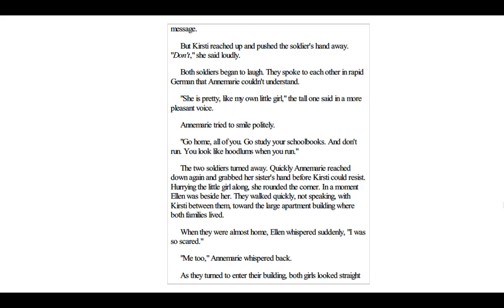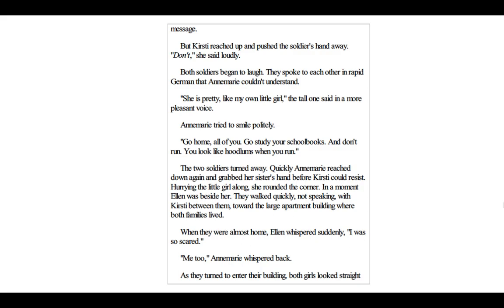They spoke to each other in rapid German that Anne-Marie couldn't understand. "She is pretty, like my own little girl," the tall one said in a more pleasant voice. Anne-Marie tried to smile politely. "Go home, all of you. Go study your school books. And don't run. You look like hoodlums when you run." The two soldiers turned away. Quickly, Anne-Marie reached down again and grabbed her sister's hand before Kirsty could resist. Hurrying the little girl along, she rounded the corner.